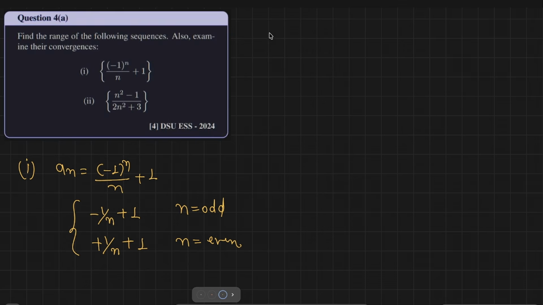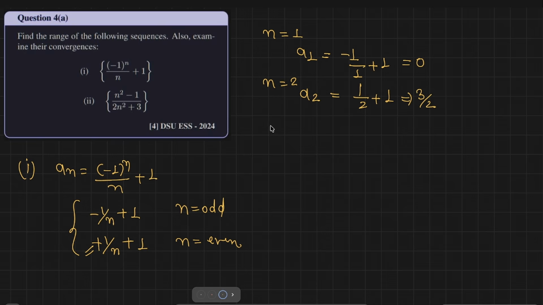It means if I put n equals 1, because it always starts from 1, then a1 is odd, so it will be minus 1 upon 1, plus 1, which is 0. Then I put n equals 2, which is the even case, so it will be 1 by 2 plus 1, that means 3 by 2. Again I put n equals 3, then a3 is minus 1 by 3 plus 1, which is 2 by 3.